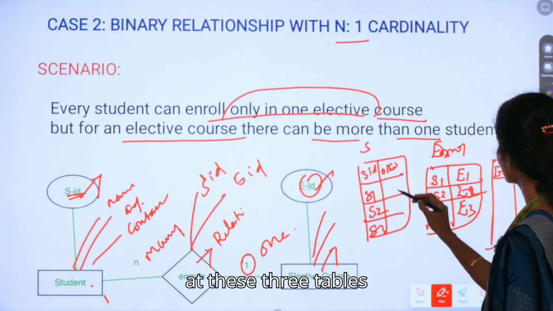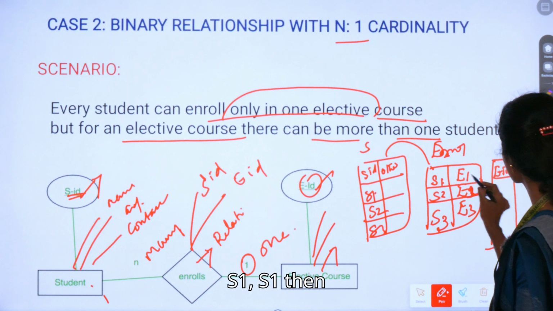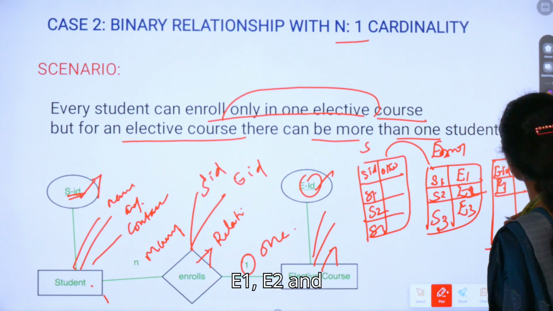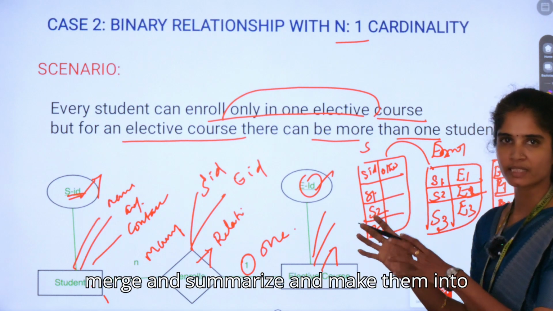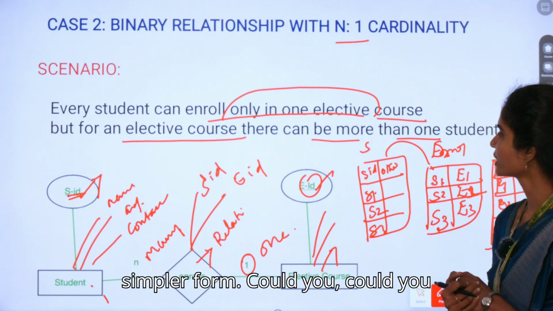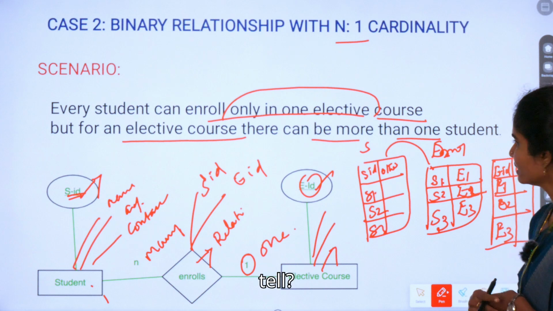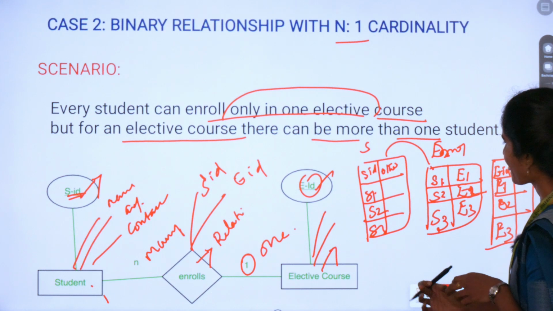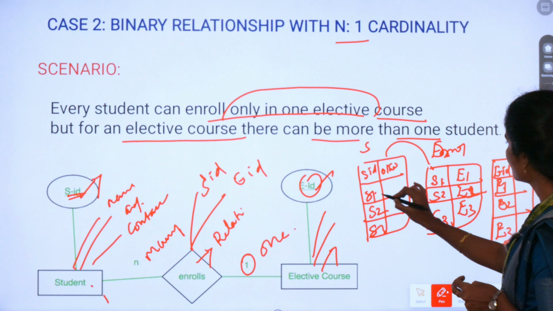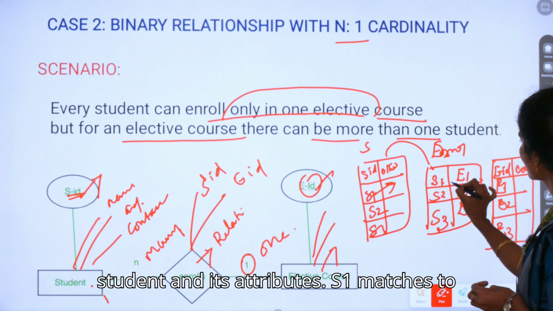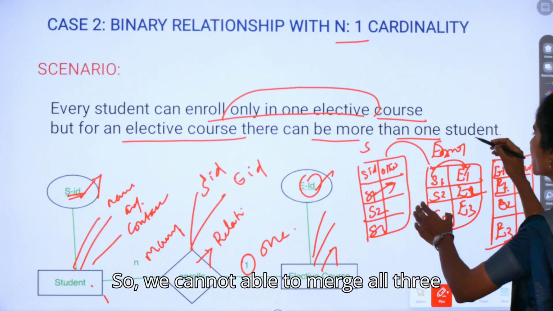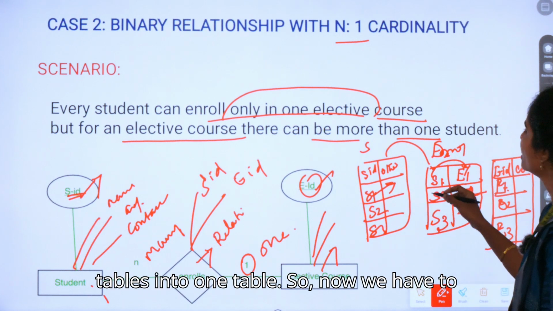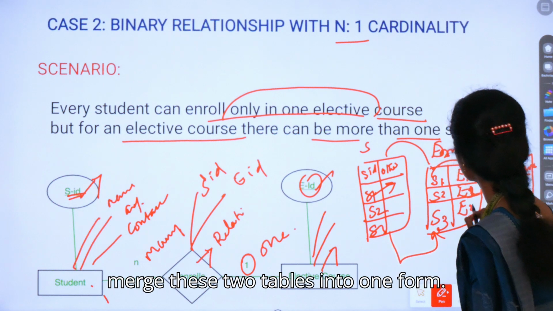Look at these three tables, S1, then E1, E2 and E3. Which tables can I merge and summarize to make them into a simpler form? Could you tell? Here is the S1 student and its attributes. S1 matches to E1. Here only E1 alone is there. So we cannot merge all three tables into one table. So now we have to merge these two tables into one form.